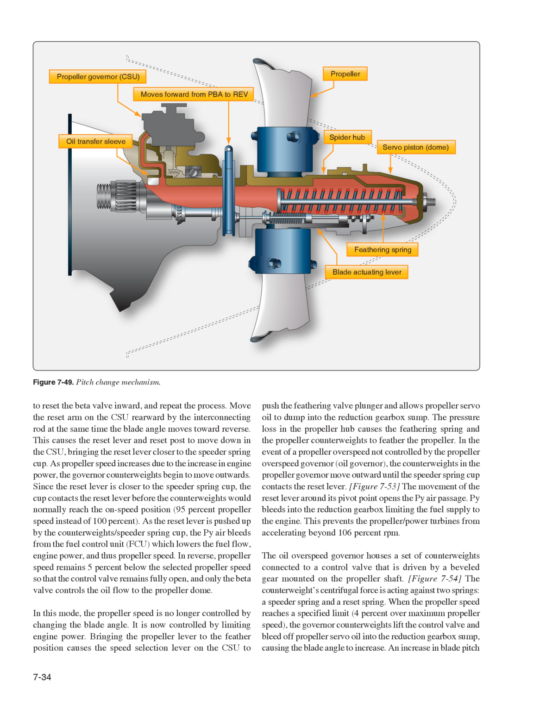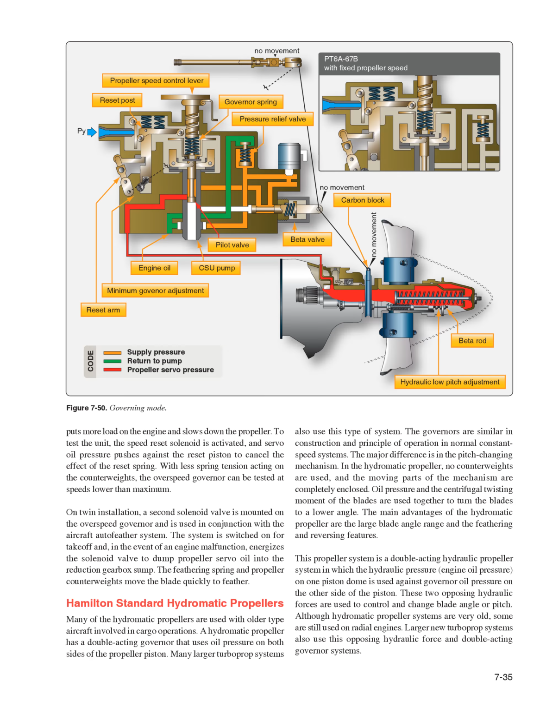The oil overspeed governor houses a set of counterweights connected to a control valve that is driven by a beveled gear mounted on the propeller shaft. Figure 754, the counterweight centrifugal force is acting against two springs, a speeder spring and a reset spring. When the propeller speed reaches a specified limit, 4% over maximum propeller speed, the governor counterweights lift the control valve and bleed off propeller servo oil into the reduction gearbox sump, causing the blade angle to increase. An increase in blade pitch puts more load on the engine and slows down the propeller.